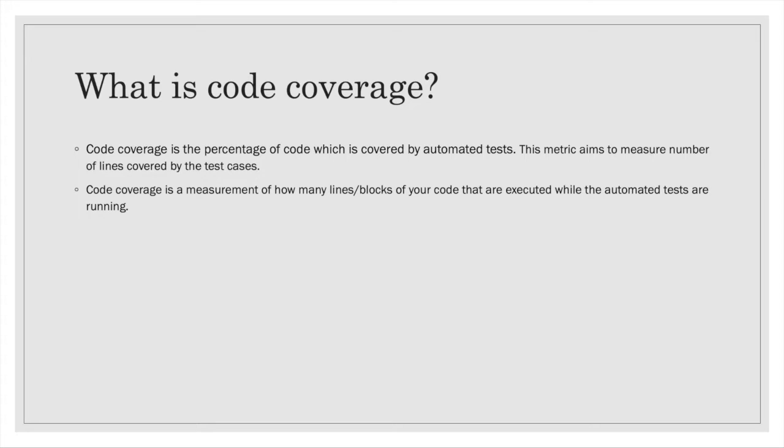I'm assuming you're familiar with writing tests for your code. So, code coverage is the number of tests per methods or the block of code or statements you have. That is the code coverage. The other definition is that code coverage is a measurement of how many lines or blocks of your code are executed while the automated tests are running.